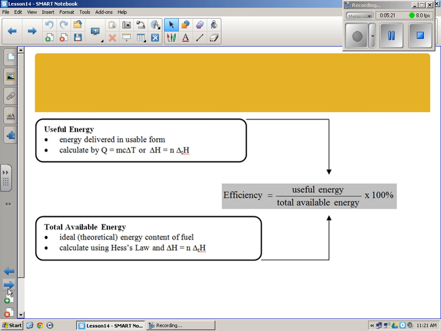Then we have the total available energy. In other words, the ideal or the theoretical amount of energy that should be released from that chemical reaction. In that case, usually you're talking about Hess's law, and once again, delta H, n delta H. If you think about this efficiency formula, you've seen it before, right? Doesn't this look a lot like percent yield? Experimental, how much you get in the lab, compared to the theoretical, how much you should get. That's really what this formula is, experimental versus theoretical.